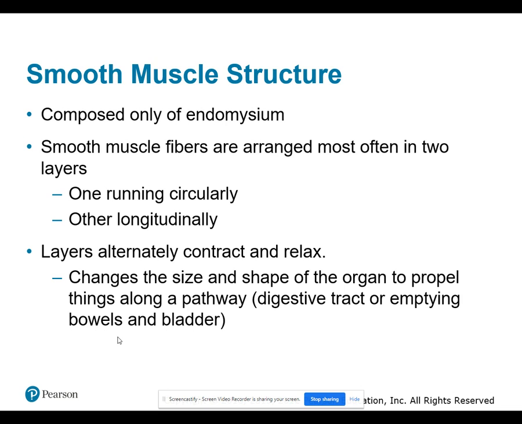Now, if we were to break it down and talk about its structure, it's only composed of endomysium. These smooth muscle fibers covered by endomysium are arranged into 2 layers, one that runs circularly and the other longitudinally. And with these 2 layers, one contracts while the other relaxes. This is important because when one contracts and the other relaxes, they're changing their size and their shape. And that actually helps propel things through the pathway: food through the digestive tract, helping you empty your bowels and empty your bladder.